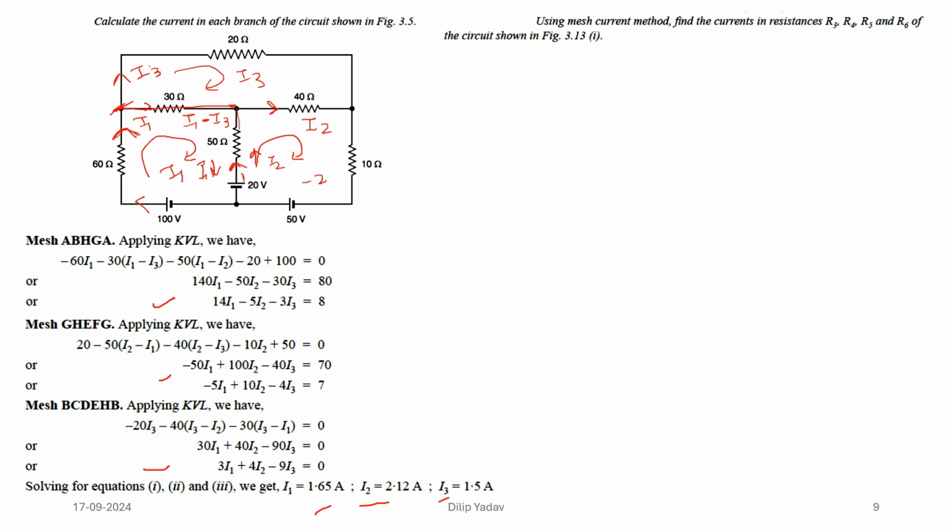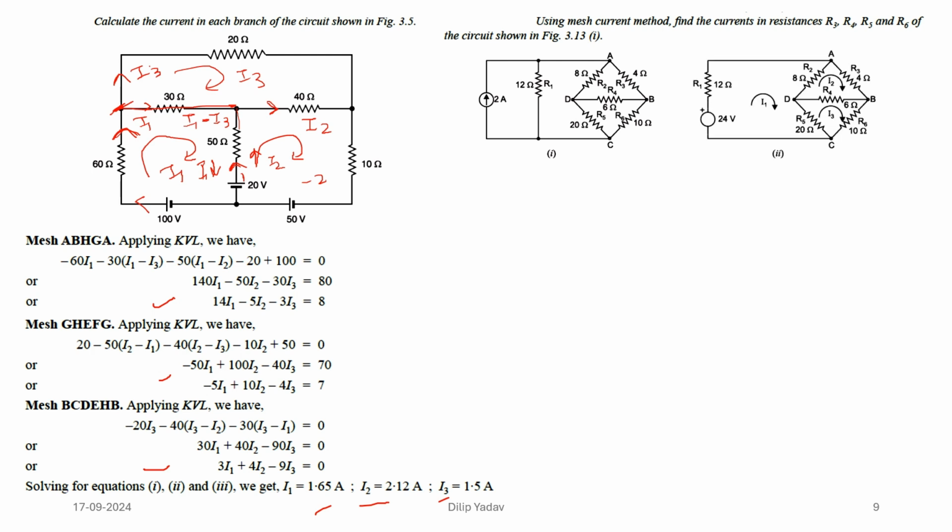Now coming to the next question. Using the mesh current method, calculate the current through resistances R3, R4, R5, and I6 for the circuit. So how are we going to solve it? We have converted this as a voltage source. If we convert 12 to 24, then the resistance that was in parallel will connect in series. Then again we have the circuit.